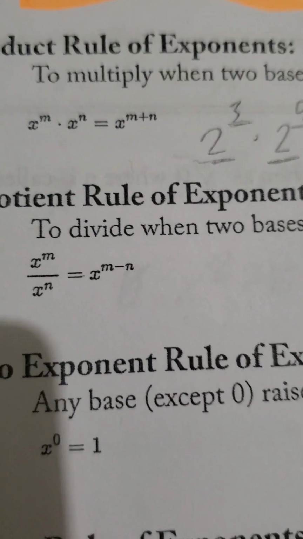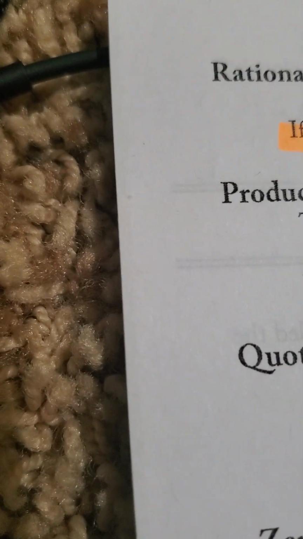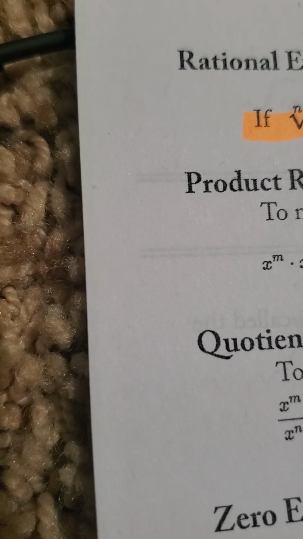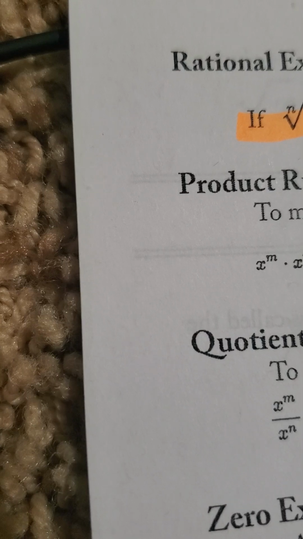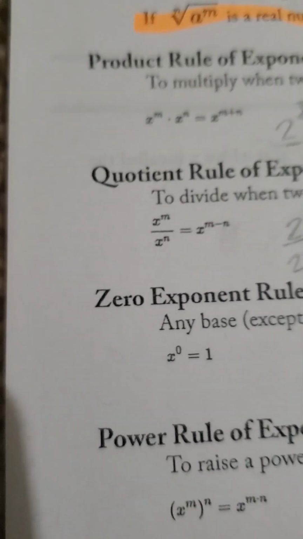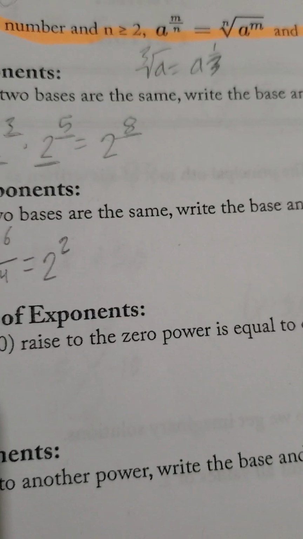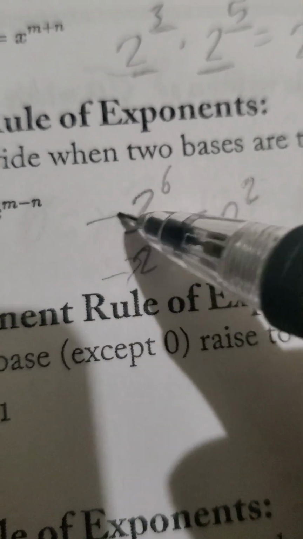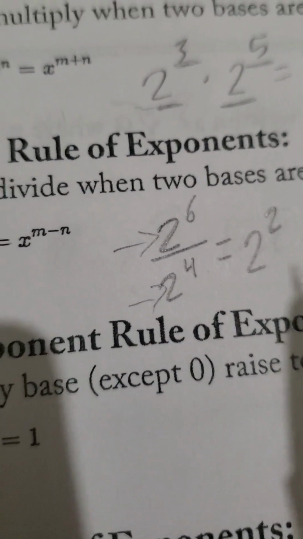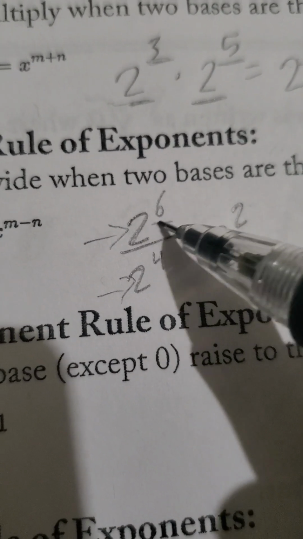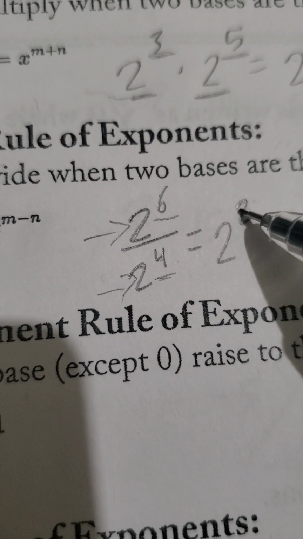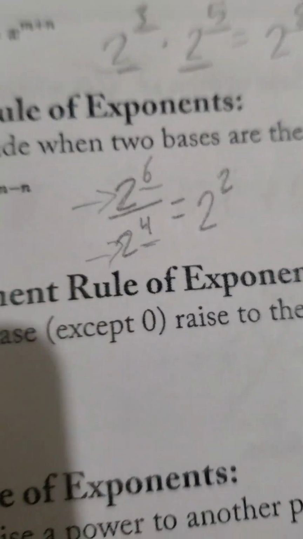The quotient rule is more or less the same thing, but reversed. So we'll take different numbers this time: 2 to the 6th over 2 to the 4th. The quotient rule of exponents states that to divide when two bases are the same, write the base and subtract the exponents. Right here, these two numbers have a base. They both have bases of 2, right? And the exponents are 6 and 4. And 6 minus 4 is 2. And that's how we get 2 to the 2nd.